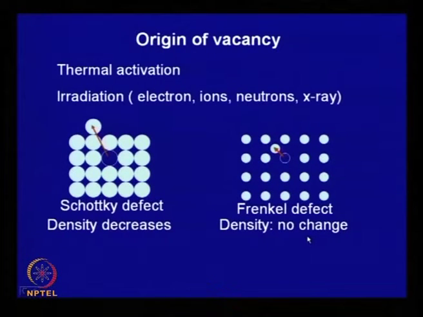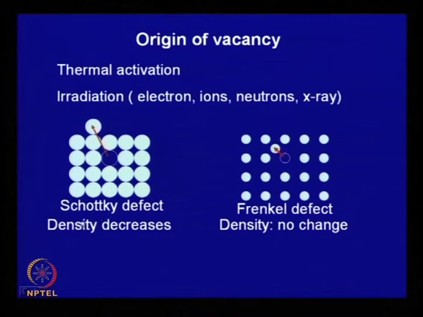Now, let us look at the origin of vacancy. So, obviously, when we calculated the number of vacancies which you can get under equilibrium at a particular temperature, we implicitly assume that to create a vacancy you have to give some amount of thermal excitation. So, thermal activation is one. Another, you can bombard this metal with high energy particles like electron beam, ions, neutrons or X-ray. In that case also you will be able to push an atom from maybe here to here. So, if you bombard it or give some thermal activation, one atom moves from the center and comes to the surface.